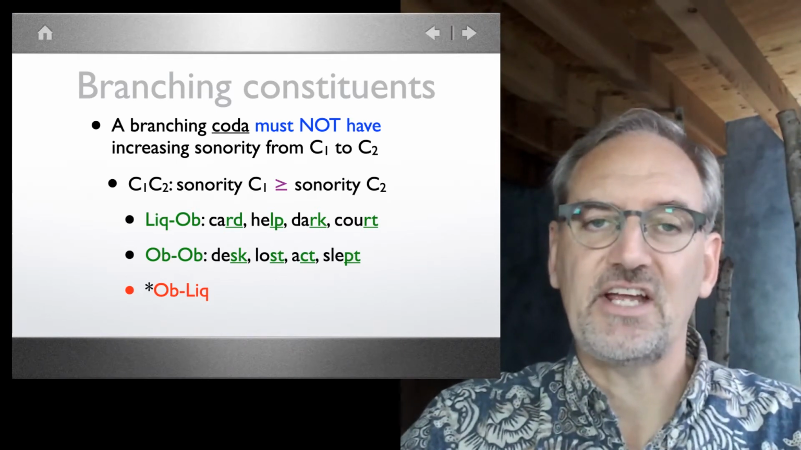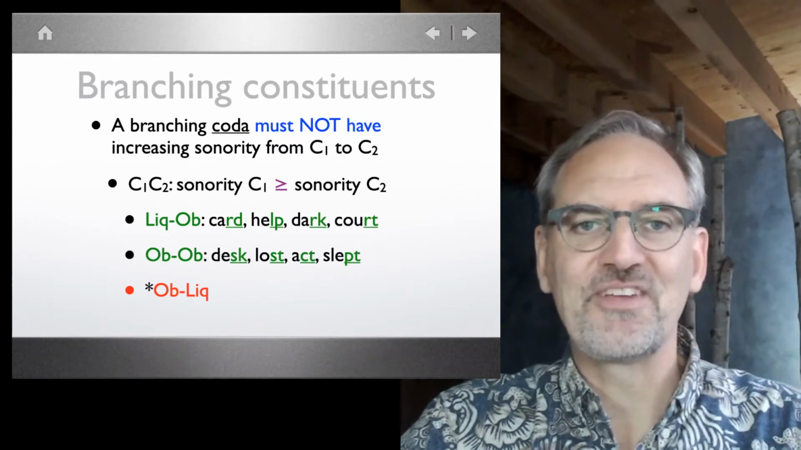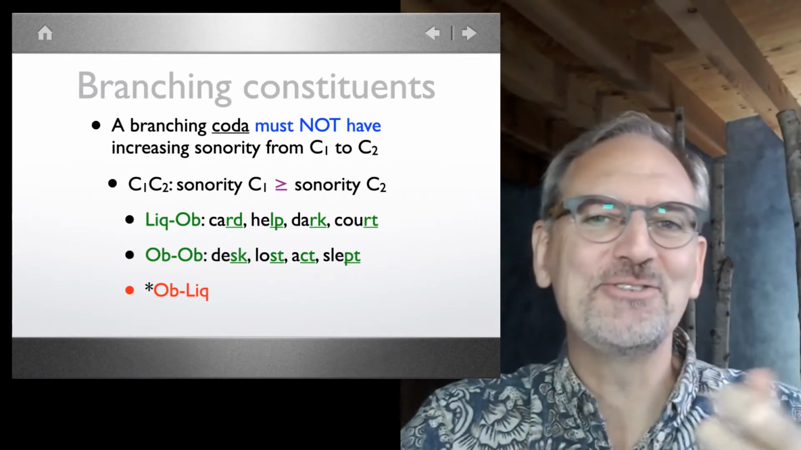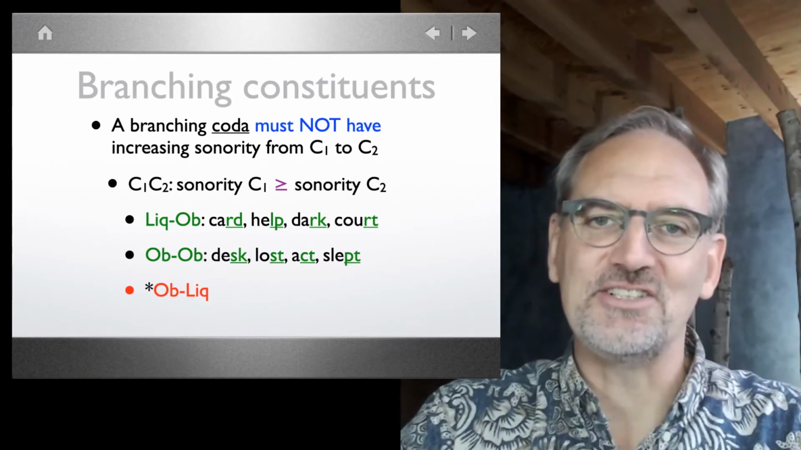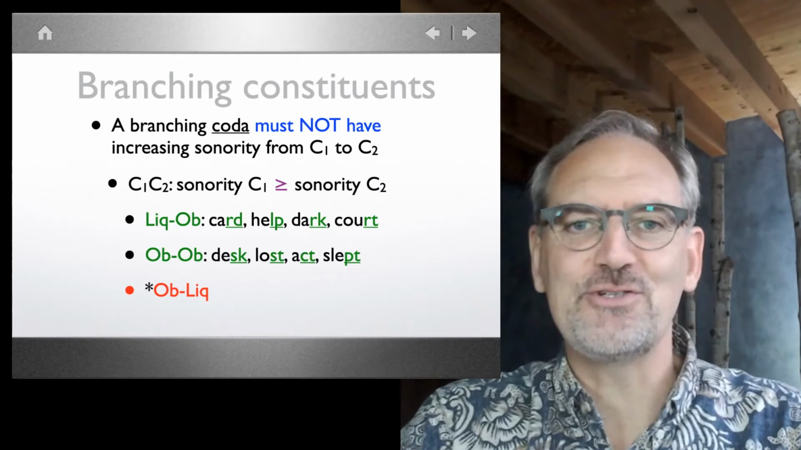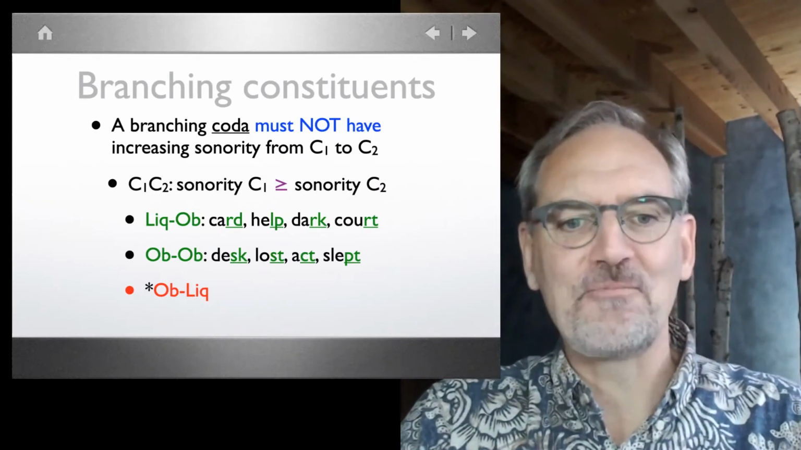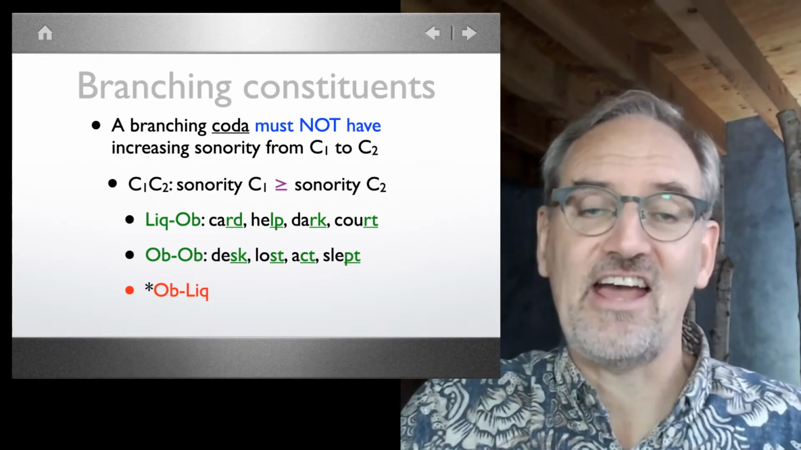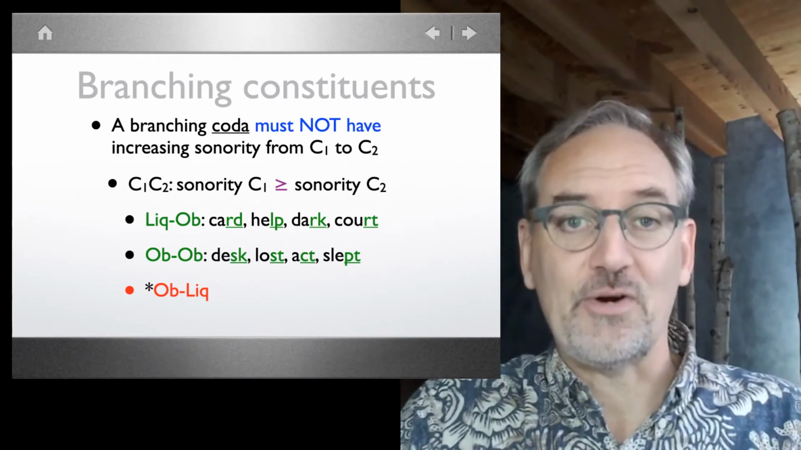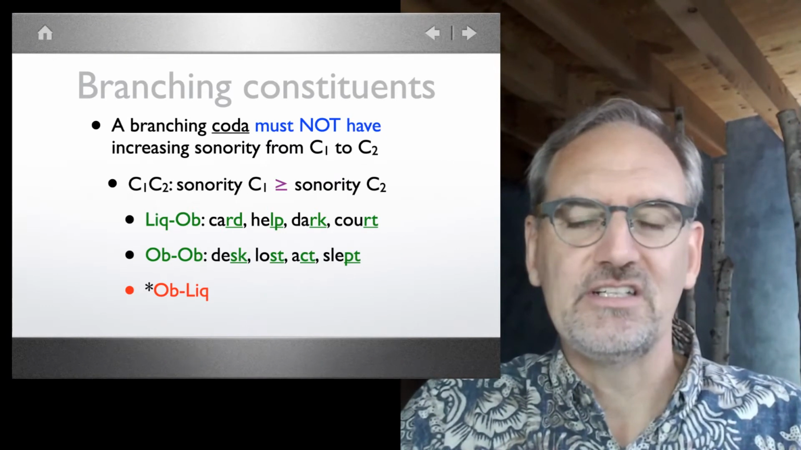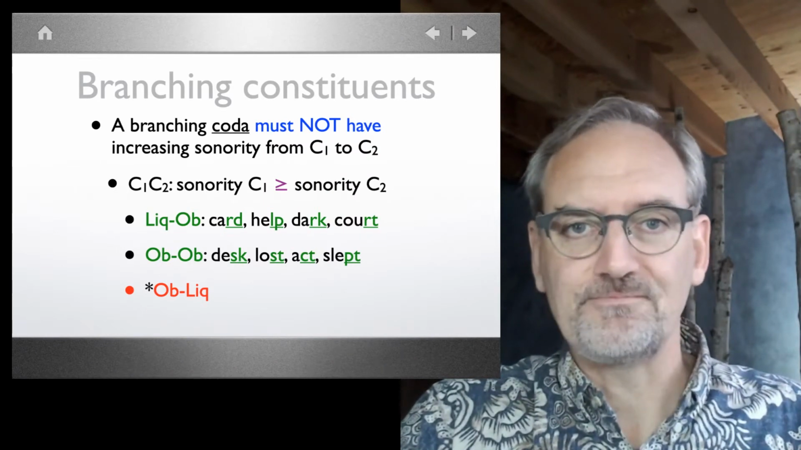the sequence is an acceptable one for branching codas. In fact, that's not exactly true. We'll come back later and see that for example, a sequence of nasals are not possible. You can't have two nasals form, but there's a separate reason for that, and we'll come back to that later. But what we certainly cannot have is rising sonority. So for example, obstruent liquid sequences would never form a branching coda.